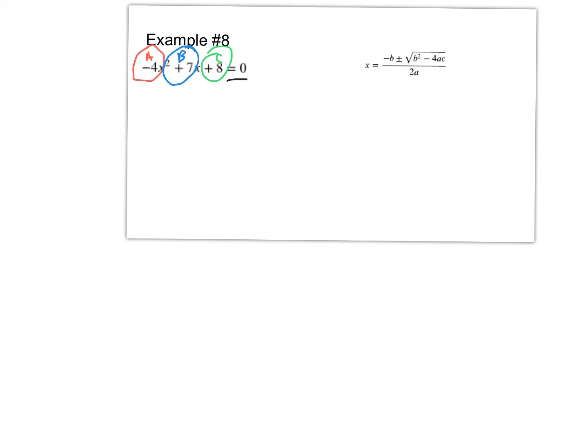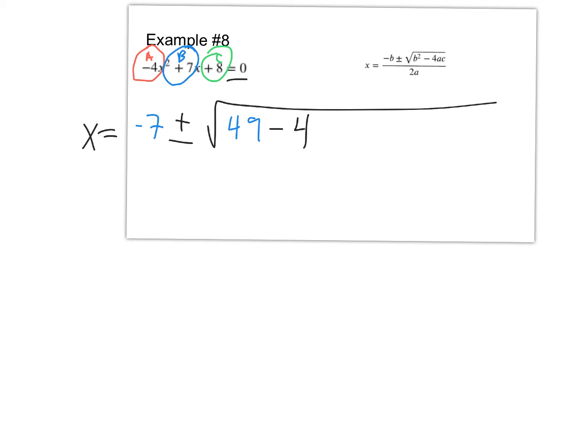Okay, so let's set up our equation. X is equal to negative B, so negative positive 7 is negative 7, plus or minus radical B squared. 7 squared is 49. Minus 4 times A, which is negative 4, times your C value, which is 8, all divided by 2A, or 2 times negative 4.